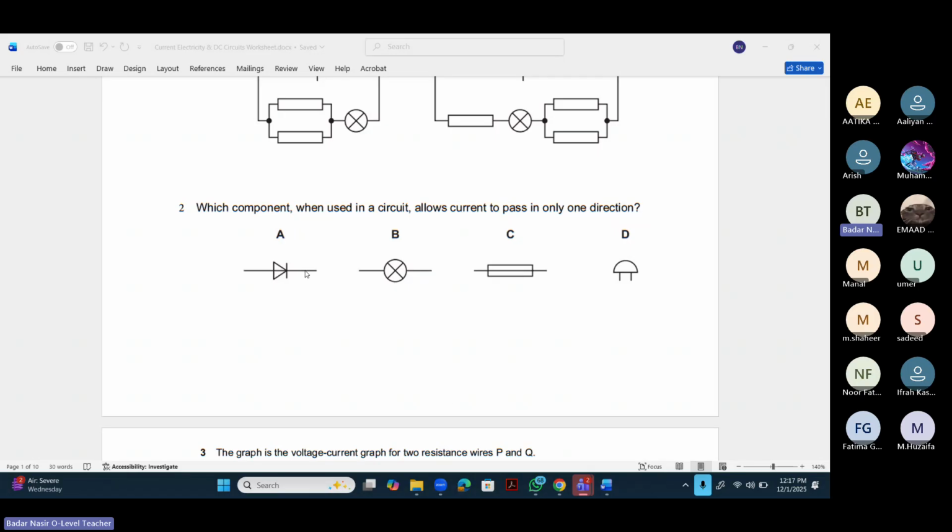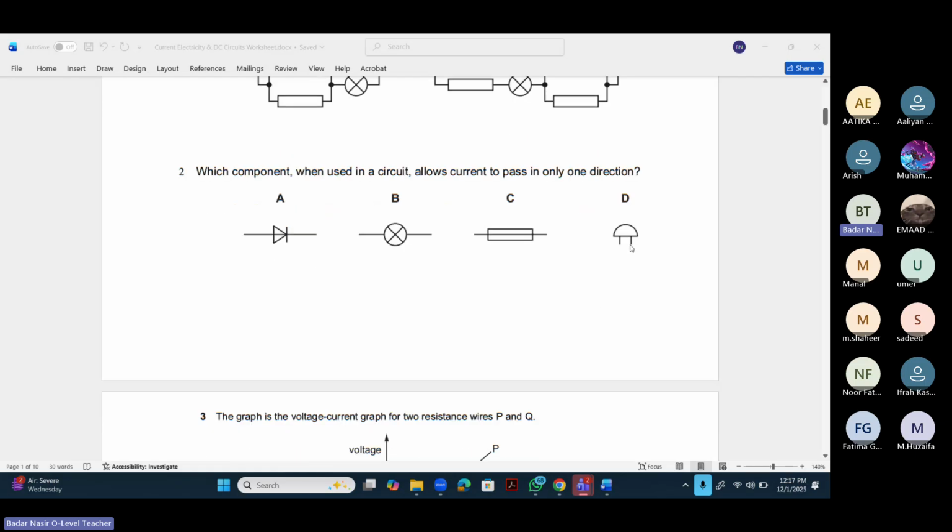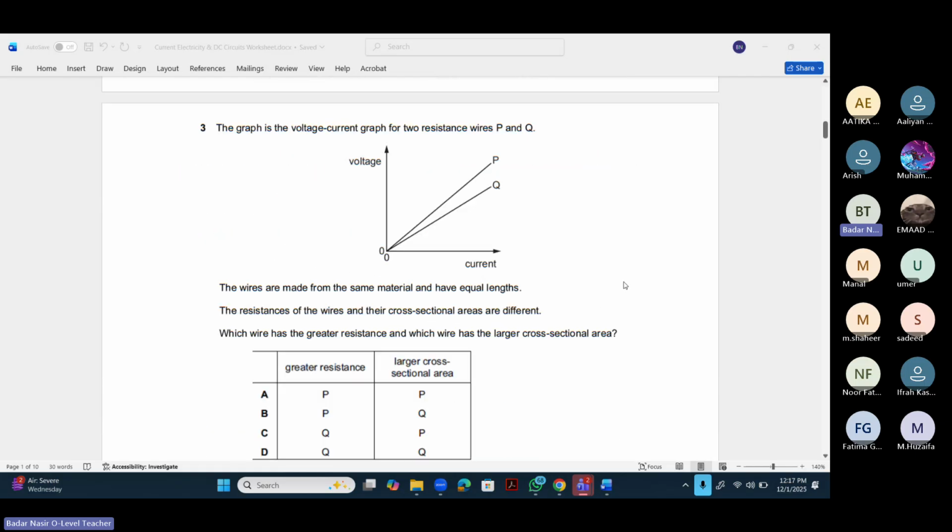Which component when used in a circuit allows the current to pass only in one direction? That is a diode. The symbol for a diode is this. This is the symbol for a filament lamp. This is the fuse symbol, and the last one is for a light dependent resistor. I have not explained about the LDR as well. No, sorry, I have already explained it. That was its symbol.